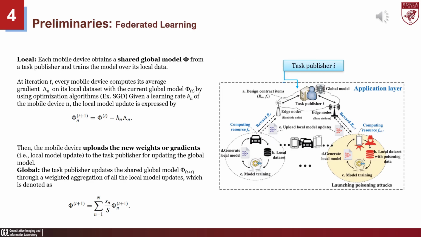In federated learning, each mobile device obtains a shared global model from a task publisher and trains the model over its local data. Then the mobile device uploads the new weights or gradients to the task publisher to update the global model. The task publisher updates the shared global model with a weighted aggregation of all the local model updates.